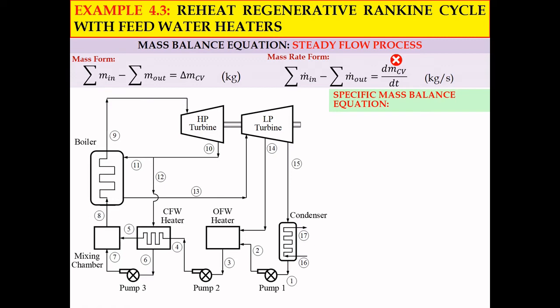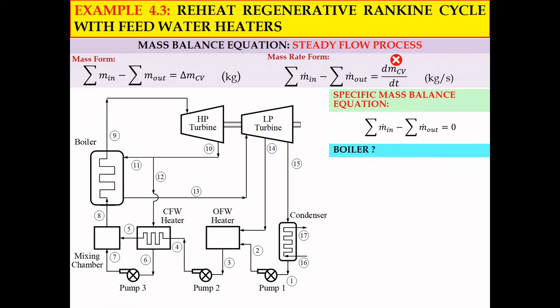I want to ask you about the specific mass balance equation for different equipment or different systems in the cycle. We have a number of components inside the cycle. This is the equation for the steady flow process that we need to implement in order to obtain the specific mass balance equation for the individual equipment, component or system.